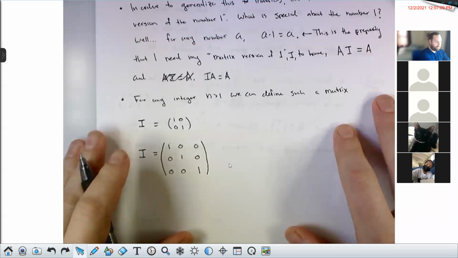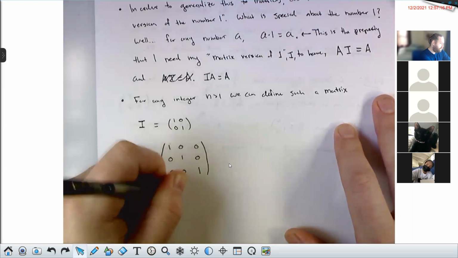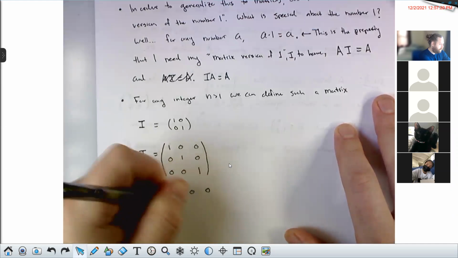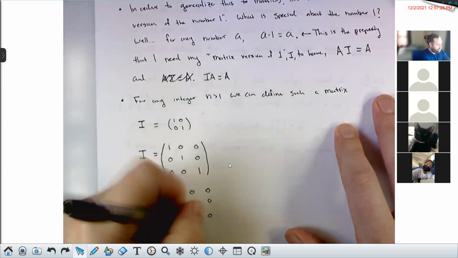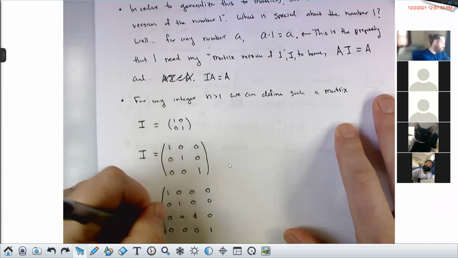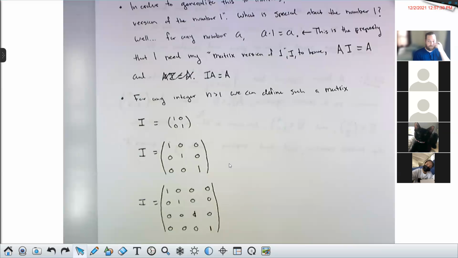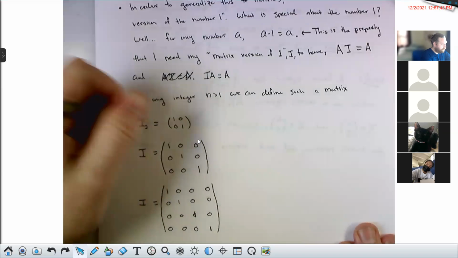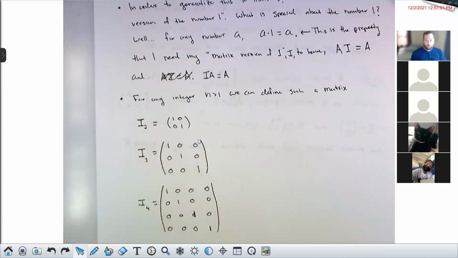And if I were talking about a 4 by 4, I would call this the matrix I: 1, 0, 0, 0, 0, 1, 0, 0, 0, 0, 1, 0, and 0, 0, 0, 1. Now, because the specific matrix depends on the size that you're talking about, we usually index them with a little number here, I2, I3, I4. And in general, In is the n by n matrix with ones along the main diagonal and zeros everywhere else. These are called identity matrices.